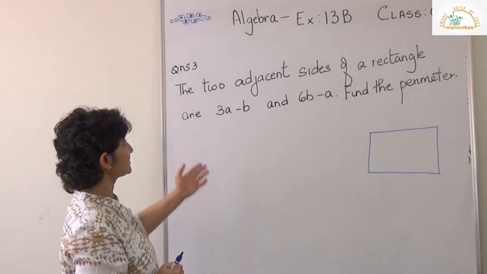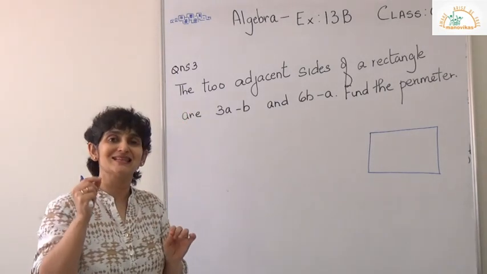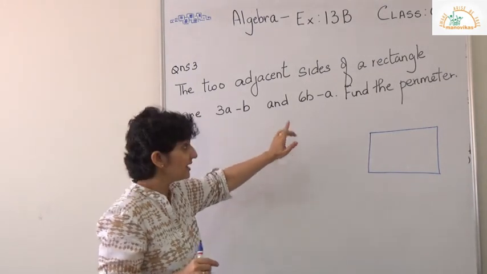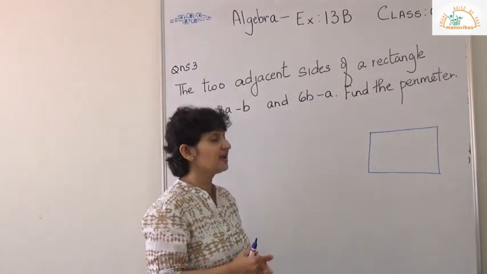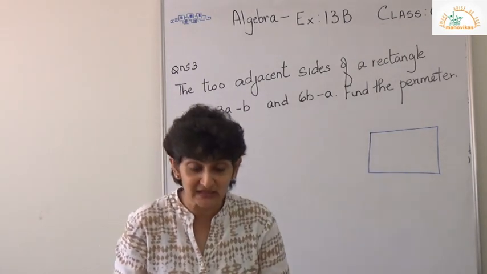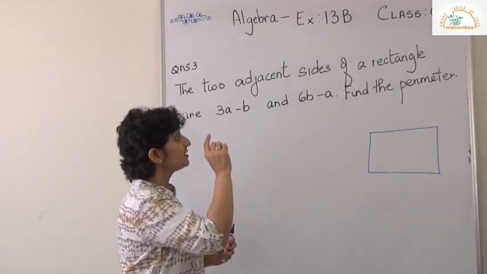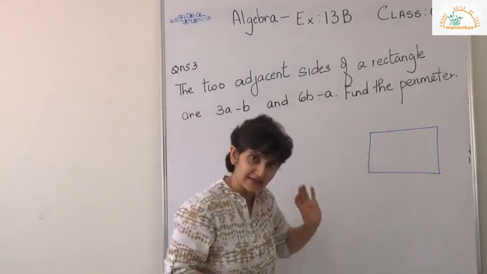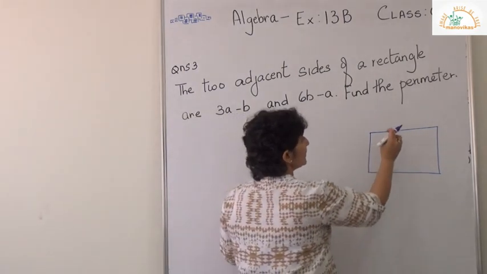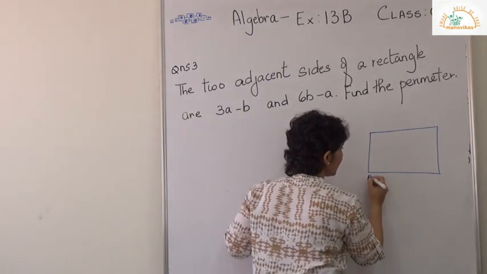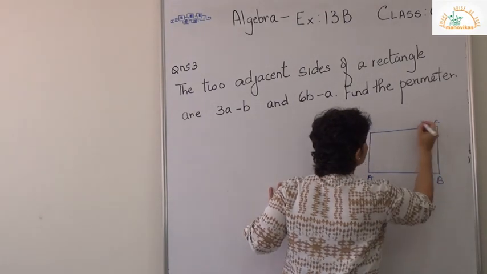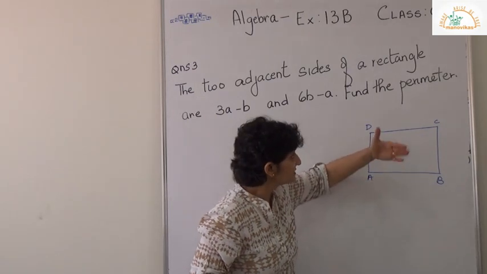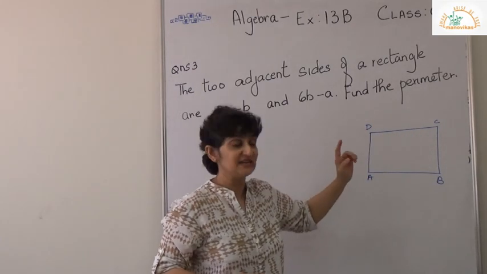Let's read the question first. Two adjacent sides of a rectangle are 3a minus b and 6b minus a. Find the perimeter. Now, first thing is the two adjacent sides of a rectangle. This is a rectangle, right? And suppose if I name it as A, B, C, D. Correct? Always remember, AB is the opposite side of CD.